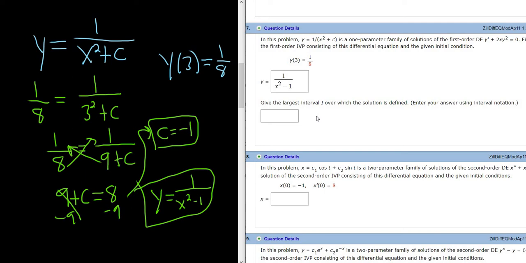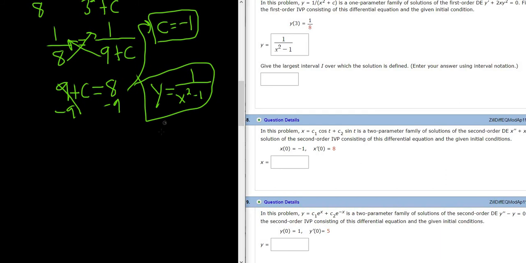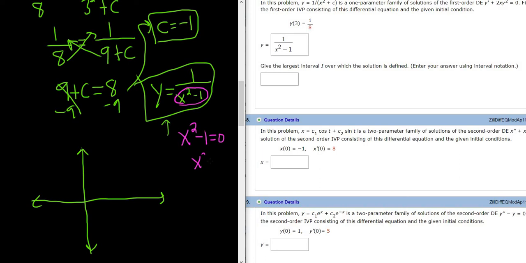It says, give the largest interval I over which the solution is defined. To do this, you have to graph this. So let me just show you how to do it. There's the y-axis, there's the x-axis. The vertical asymptotes are going to come from when the bottom piece is equal to 0. So if you set this equal to 0, you get x squared equals 1, take the square root, so you get x equals plus or minus 1. So we have 1 here, and we have -1 here. And these are our vertical asymptotes.